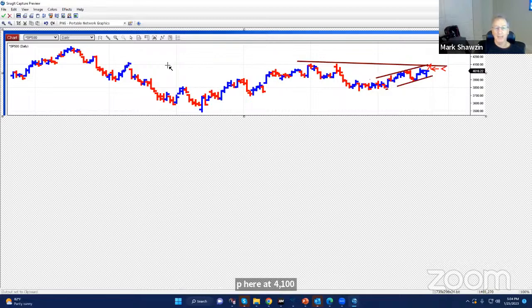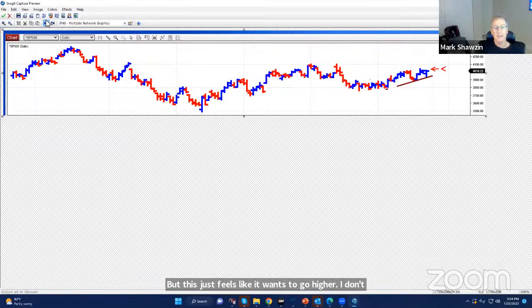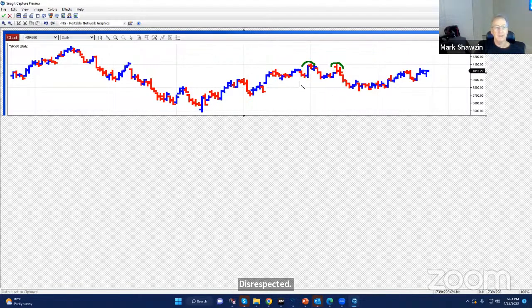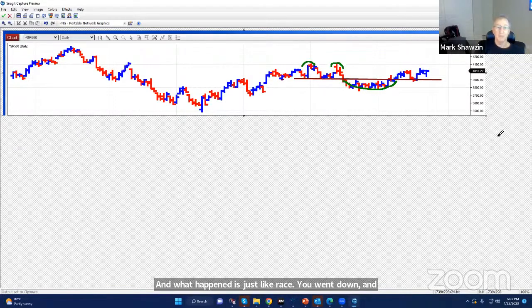But this just feels like it wants to go higher. I don't know why. And again, this looks like Race and Workday, where patterns are being disrespected. So this is a perfect top. And what happened is, just like Race, you went down, and now you're back above this neckline again. And now you've got this key reversal above 400.